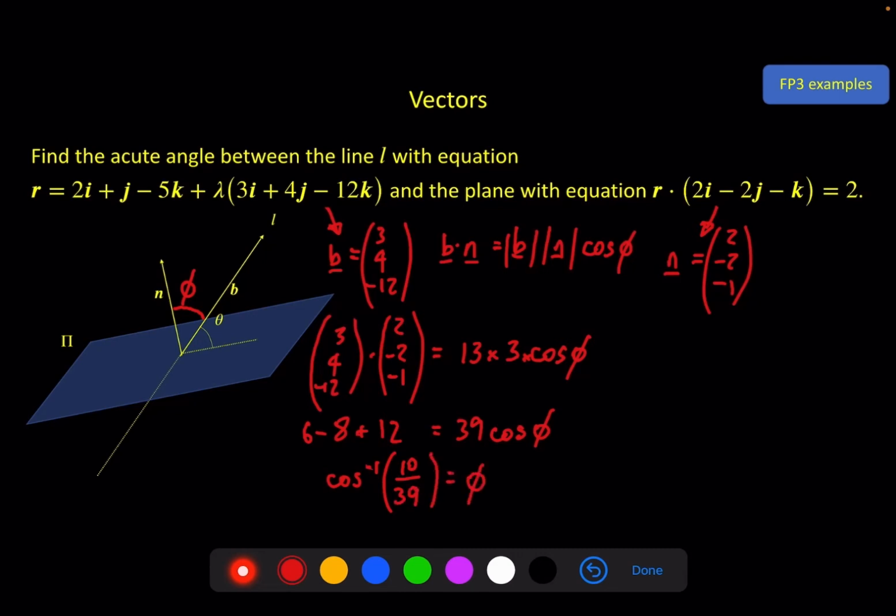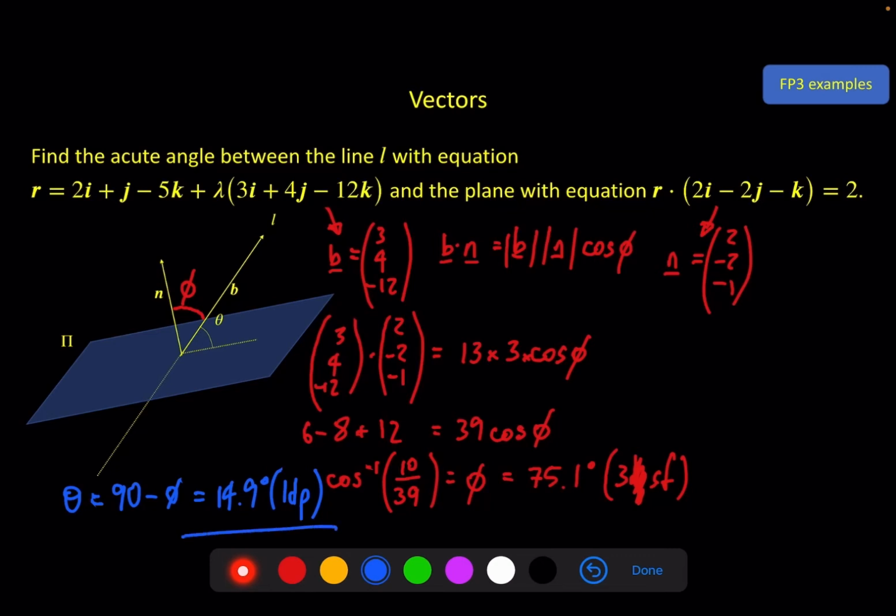And then I have to grab my calculator. And it tells me that that is 75.1 to 3 decimal places. Sorry, 3 significant figures. So theta, coming back to my diagram, theta must be 90 minus phi. So 90 minus that is 14.9. And really, I should say 1 decimal place rather than 3 significant figures for an angle. And that is my final answer.